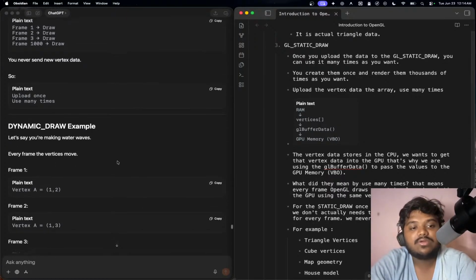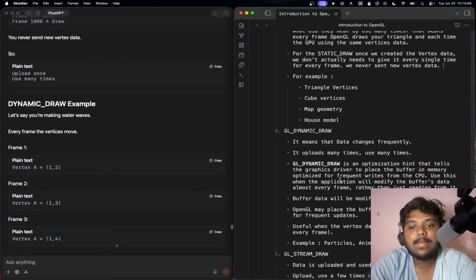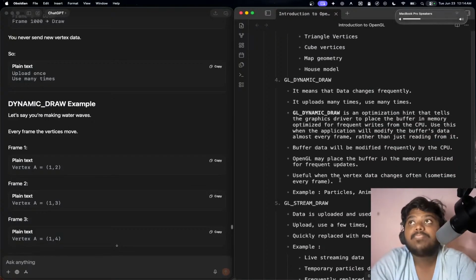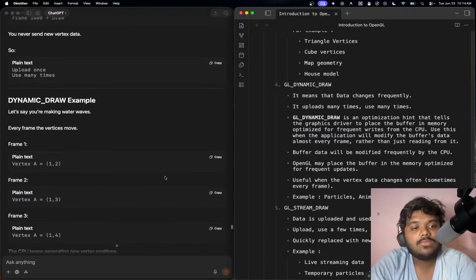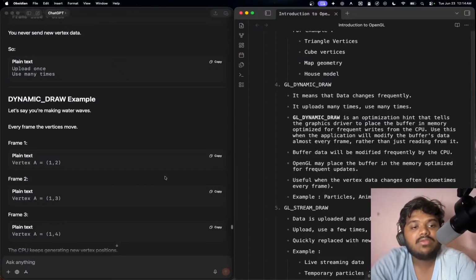And now we are studying the dynamic. Let's say you are making water waves. Every frame the vertex moves. In frame 1, vertex a equals 1 comma 2. In frame 2, vertex a equals 1 comma 3.